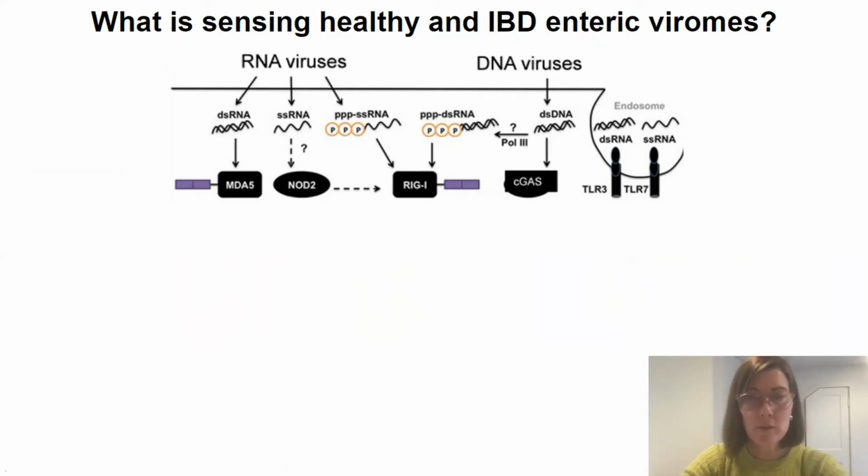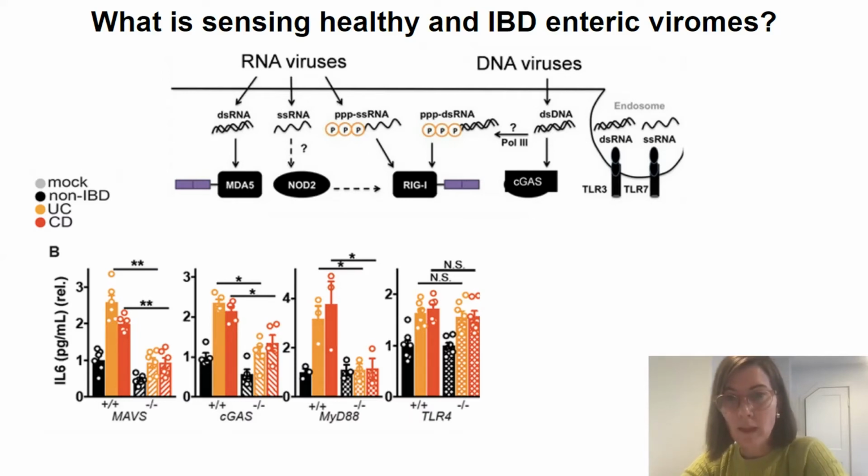So if you think about the innate immune system, what is sensing healthy and IBD enteric viromes? Well, we know quite a bit about how the immune system sees viruses: either double-stranded or long double-stranded RNA in the case of MDA5, single-stranded RNA perhaps through NOD2. We know for RIG-I, it's definitely this triphosphate panhandle RNA that this particular viral sensor recognizes. And of course, for DNA, either through cGAS, TLR9, etc.